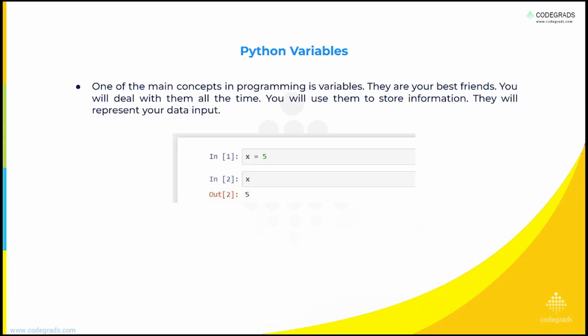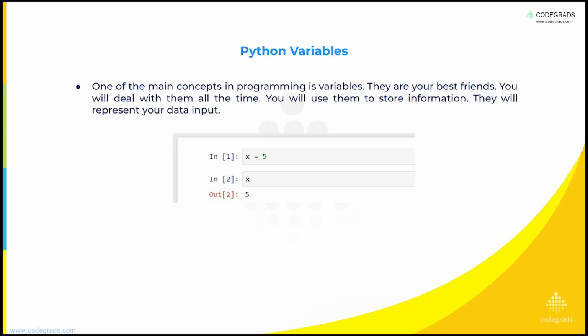Now we'll see Python variables. One of the main concepts in programming is variables, and they are your best friends. You will deal with them all the time, and you will use them to store information, and they will represent your data input. As you can see here, I have written some code that x is equal to 5. In this case, x is the variable and 5 is the value which we have stored in that variable. When we assign any value, I've written x is equal to 5, so I've basically written that in the x variable we'll store the value 5.